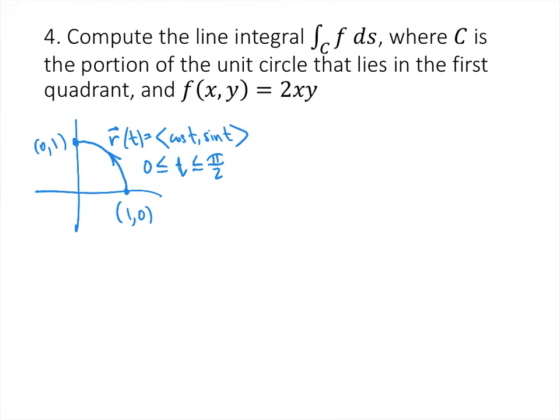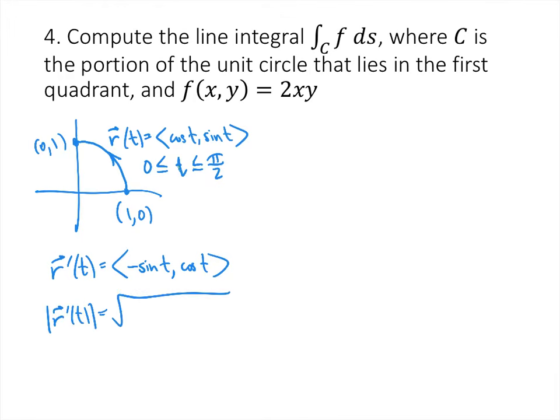Now we know that this is a parameterization by arc length, but let's just make sure that we are checking this. So our velocity vector, our derivative, is negative sine t, comma, cosine t. The magnitude of our velocity vector, our speed number, is going to be the square root of the sum of the squares of those components. And that is, in fact, going to work out to be 1.